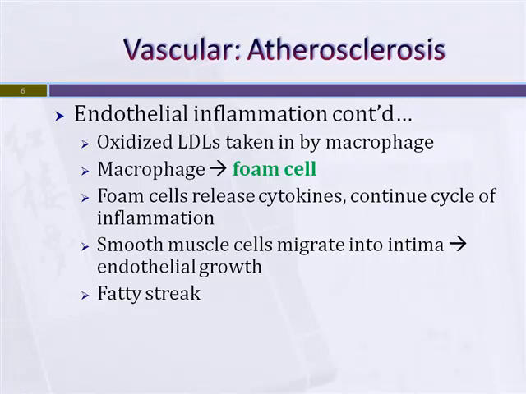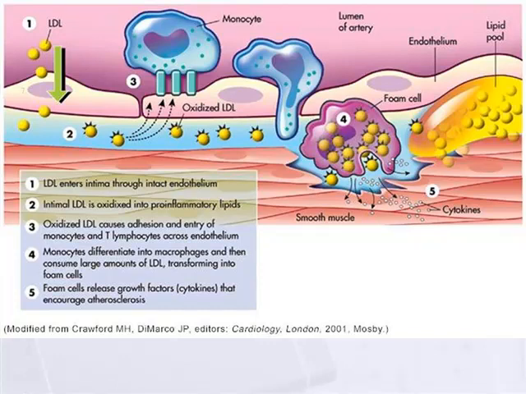So we have continued inflammation, and then smooth muscle cells migrate into the intimal layer of the blood vessel, and we get growth of the endothelium, the endothelial cells. And at that stage, we call this a fatty streak. Okay? And this is just a picture that shows some of that.